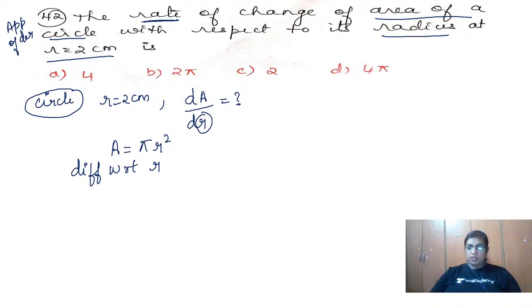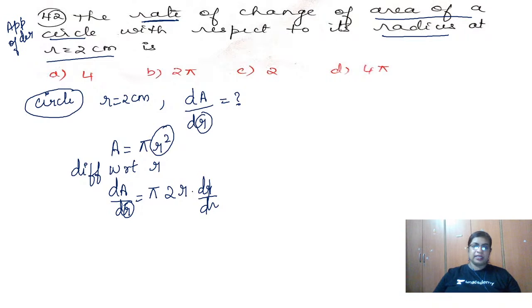Clear? Okay, so when you differentiate with respect to r, you are going to get dA by dr is equal to, pi is a constant. What is r square's derivative? It is 2r into dr by dr. See, I always said look at the denominator. It is dr by dr, which gets cancelled, and therefore we are not writing that. So this is my answer, 2 pi r.